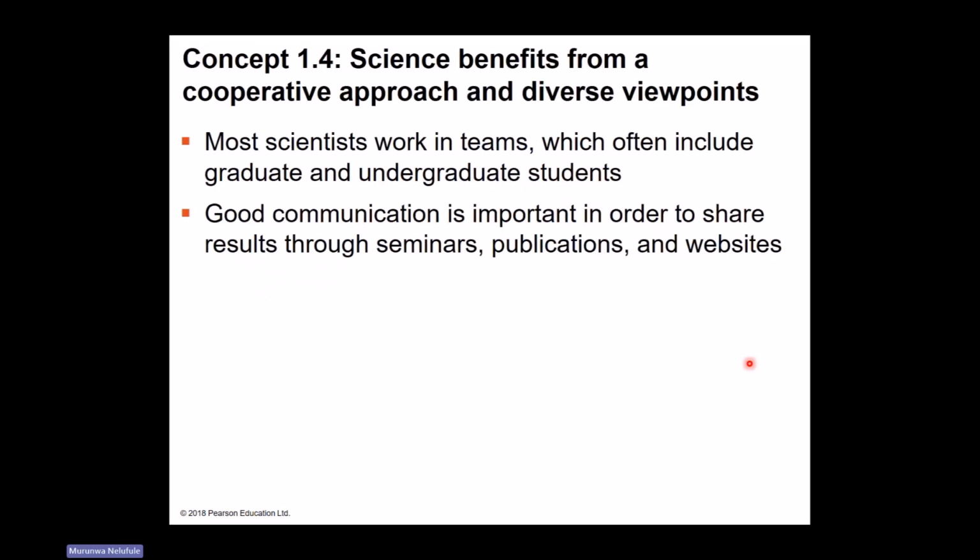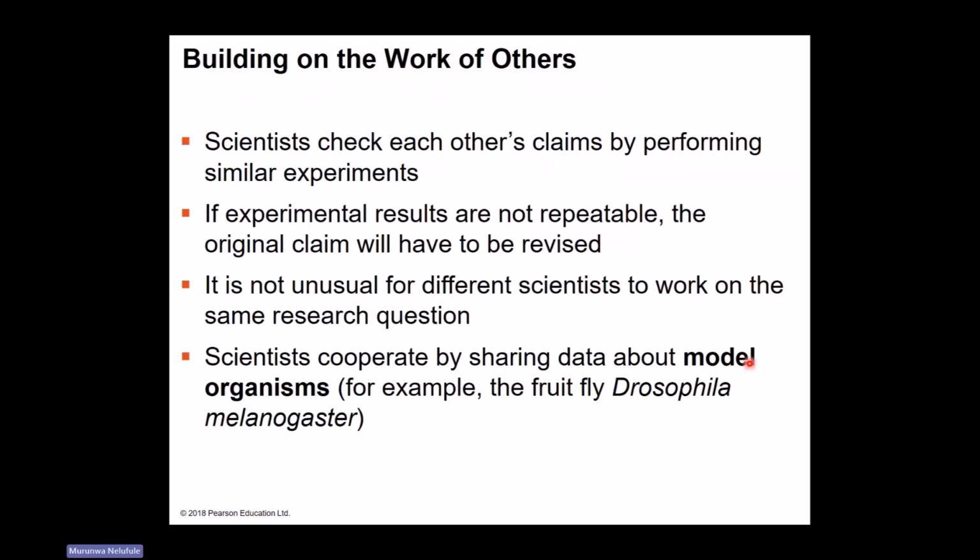Science benefits from a cooperative approach and diverse viewpoints. More scientists work in teams, which often include graduate and undergraduate students. Good communication is important in order to share results through seminars, publications and so forth. Scientists build on the work of other scientists and check each other's claims by performing similar experiments. If experimental results are not repeatable, then the original claim will have to be revised.